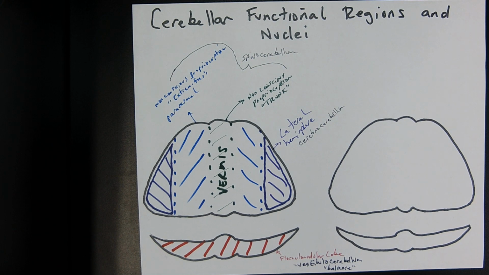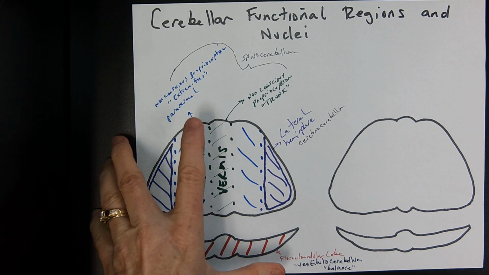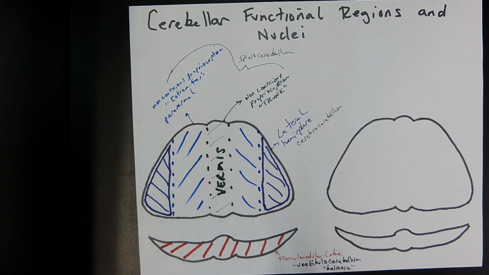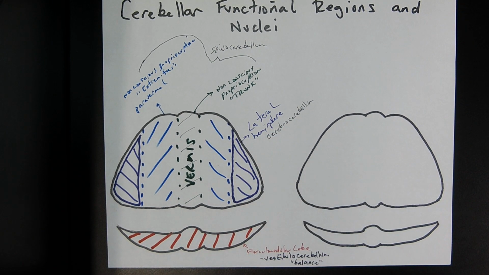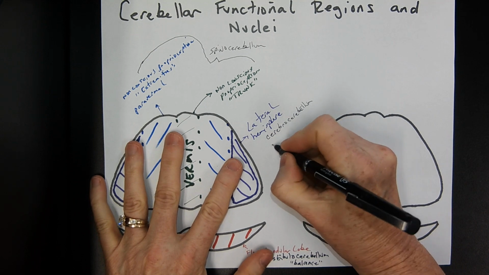So the three basic areas: vestibulocerebellum, balance; spinocerebellum, both vermis and paravermal areas, non-conscious proprioception, information from your body; and then you have your lateral hemispheres, also known as your cerebrocerebellum. With a name like cerebrocerebellum, what do you think that has to do with? Your brain, yeah. When you think about cerebrum, what do you think about? Thinking, yeah. So the cerebrocerebellum is thinking about moving.